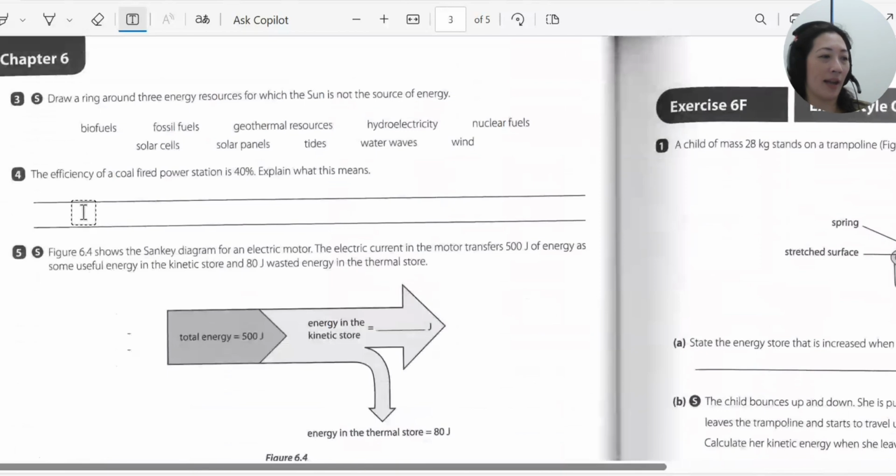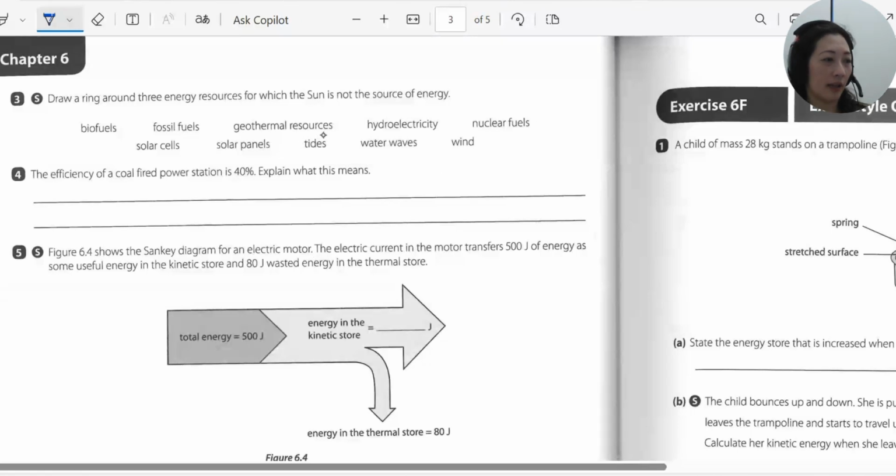Draw a ring around 3 energy resources for which the sun is not the source of energy. You do need to know this. This is something that they always test in IGCSE. When you see this, the sun is not the source of energy. Basically, almost all energy resources come from the sun except 3. Just remember T and G, tidal, nuclear, geothermal. These are the 3 for which the sun is not a source. The rest are all because of the sun. That means all the other energy resources exist because of the sun.